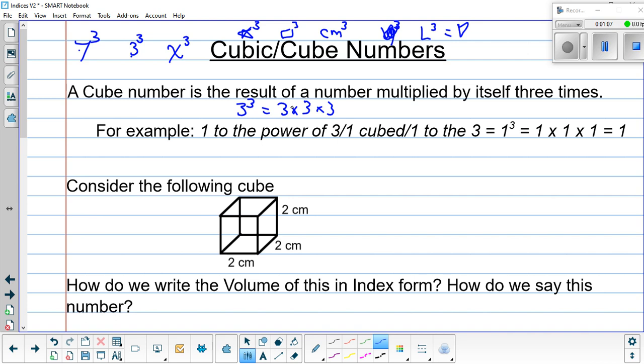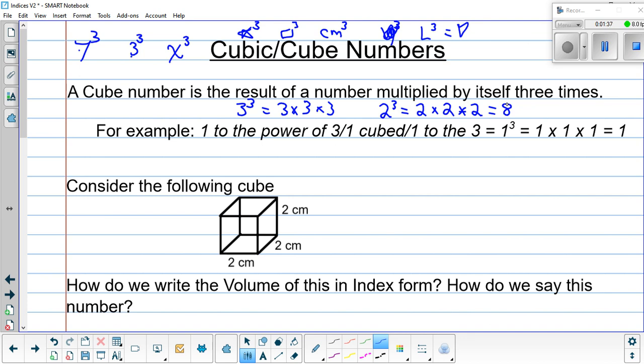So let's choose another one. How about 2 cubed? We write that as 2 times 2, which is 4, and then we times it by 2 again after. So we find that's 8. The same thing, we're just doing one more step than squaring a number. For example, 1 cubed, 1 to the power of 3, means 1 times 1 times 1, which is 1.